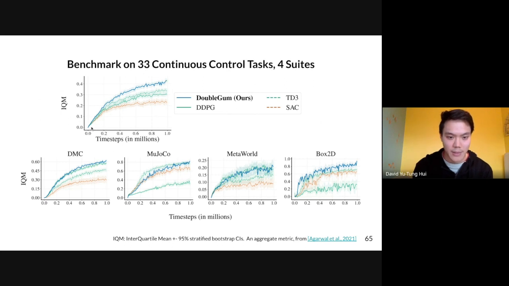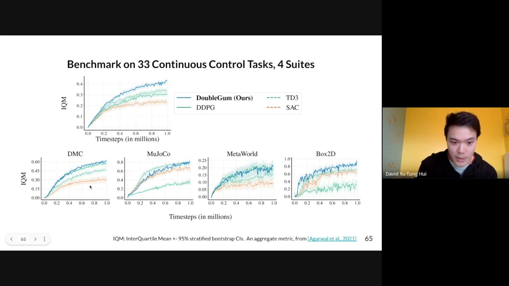And here is the aggregate learning curve of the rewards that our agent gets over time versus the number of time steps it's been trained on. So this is the aggregate over the 33 tasks in the 4 suites. And below, what you see in these 4 graphs is that I've split up the aggregation into an aggregation per suite instead of aggregating across all tasks over all 4 suites. Here I've just aggregated over all tasks per suite.